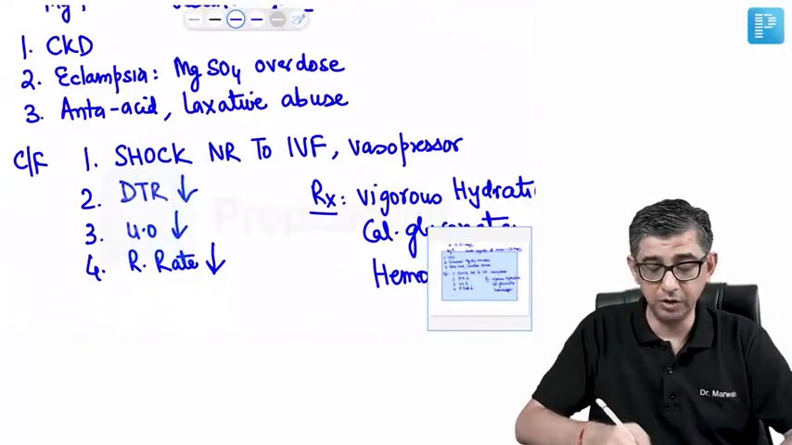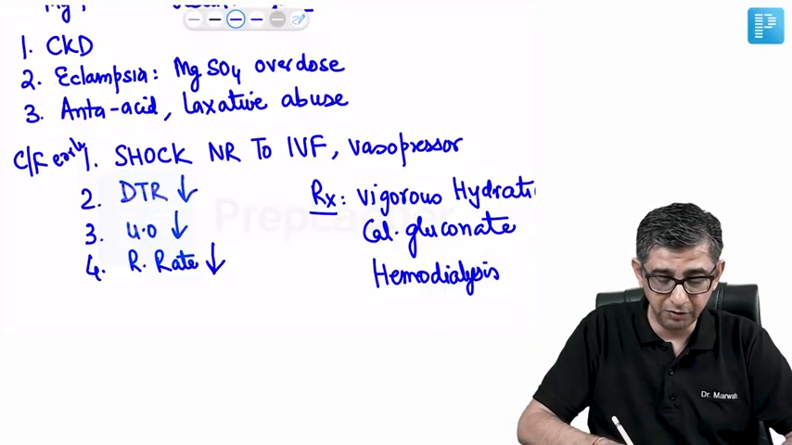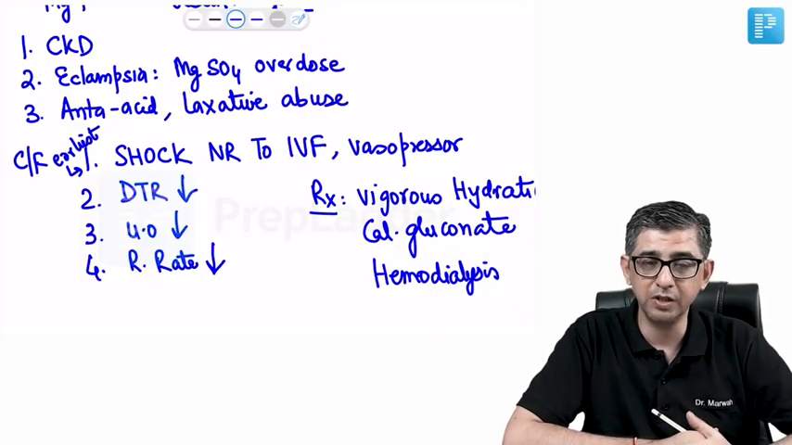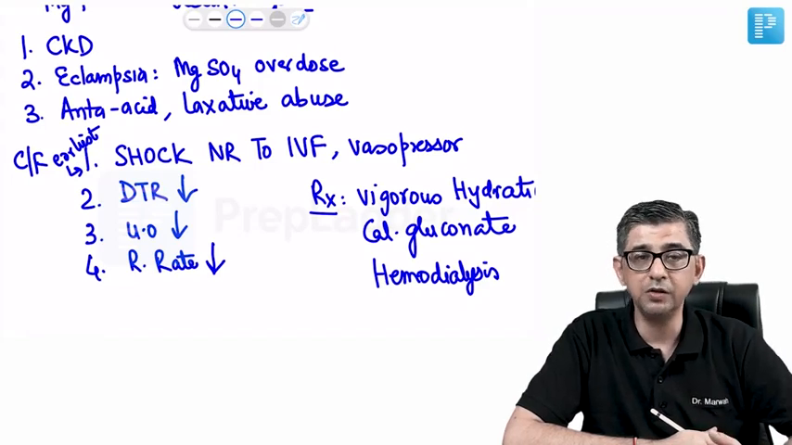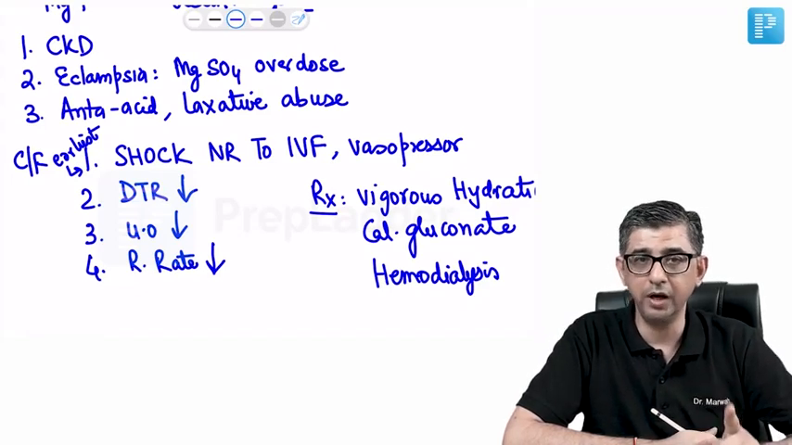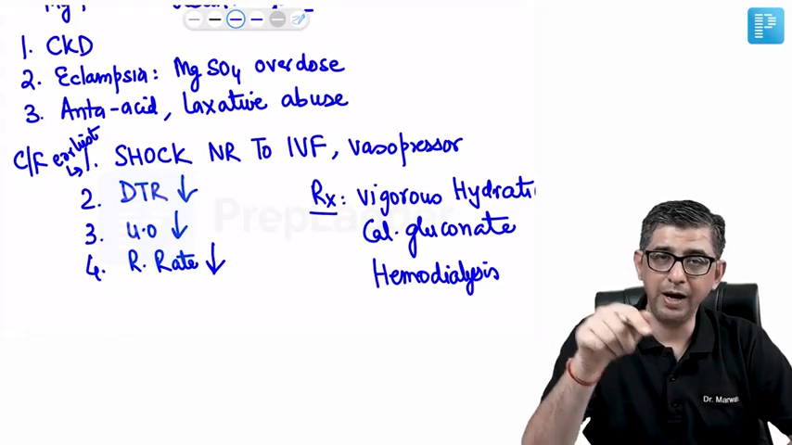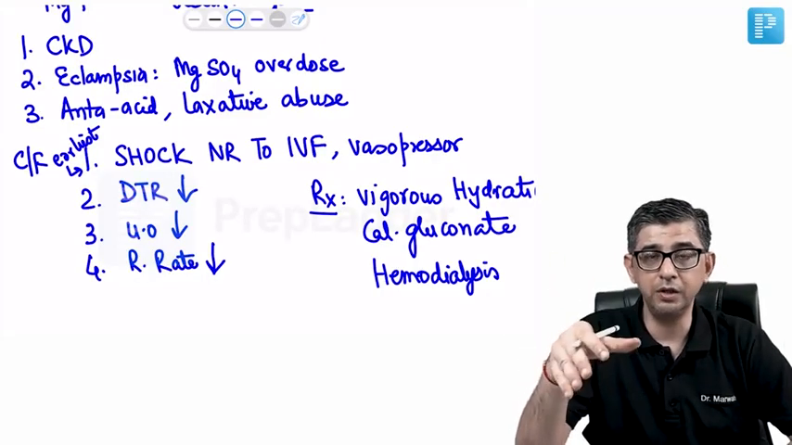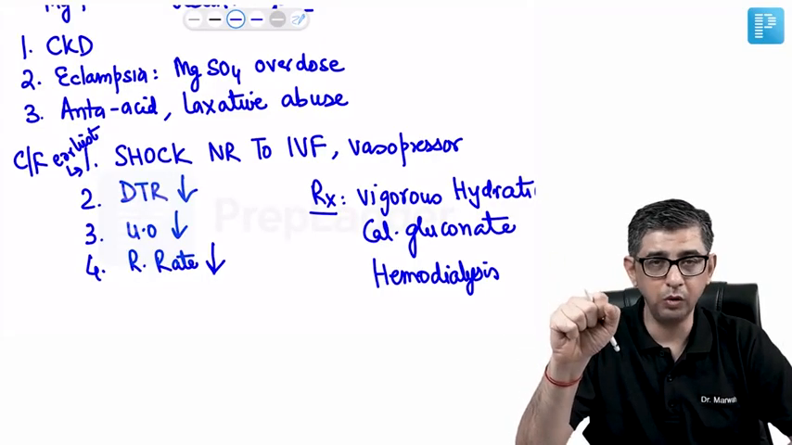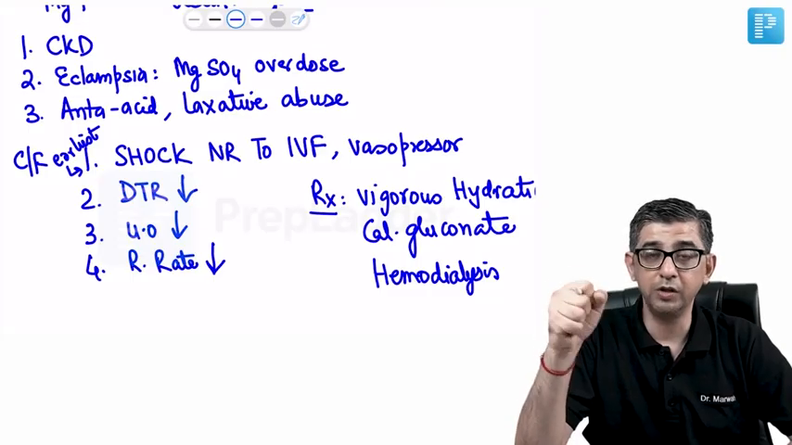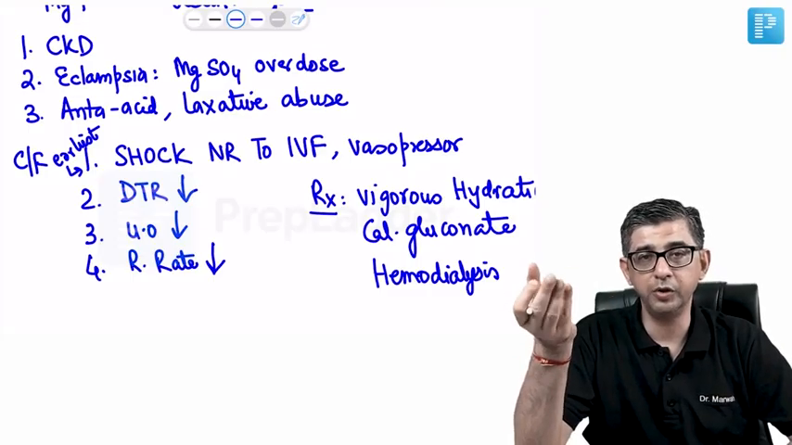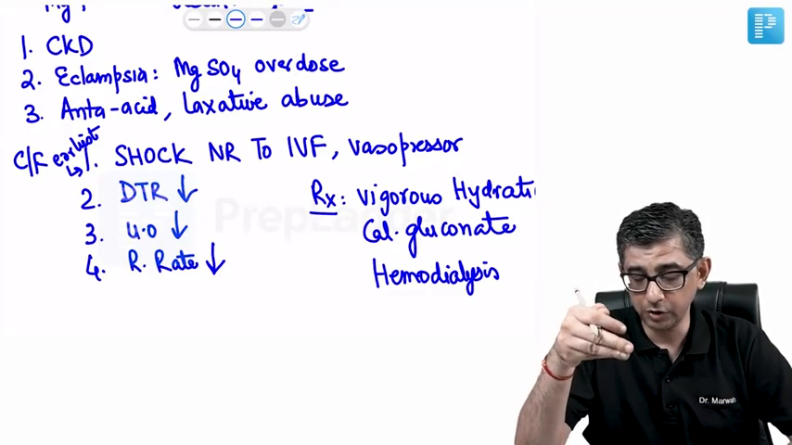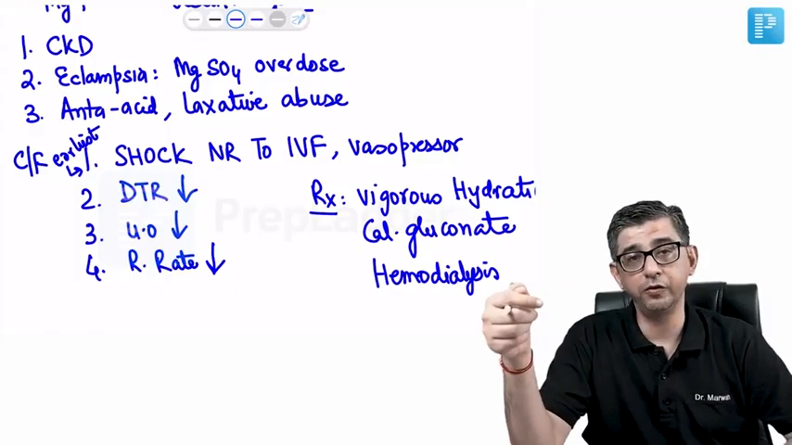Let's look at the earliest feature that will develop in the patient. If they ask what is the earliest feature to develop, do not answer hyporeflexia or areflexia. The earliest feature will be that of shock. Now the logic is magnesium will antagonize intracellular calcium. If you antagonize the intracellular calcium, then the calcium will not be able to cause vasoconstriction, and because vasoconstriction cannot happen, the person could be having a shock which is non-responsive to IV fluids.